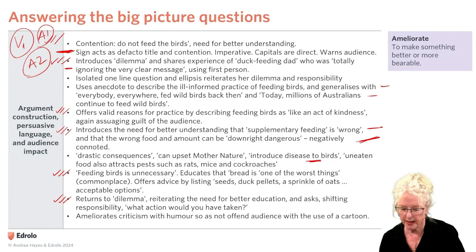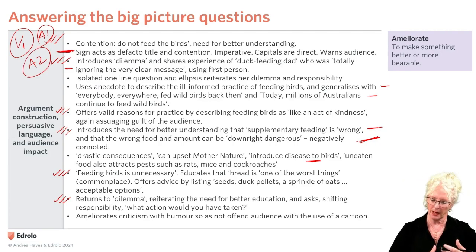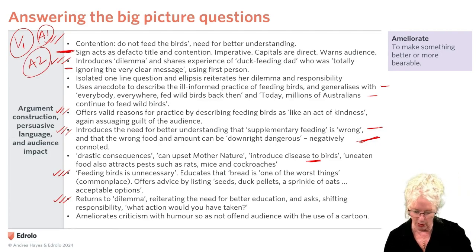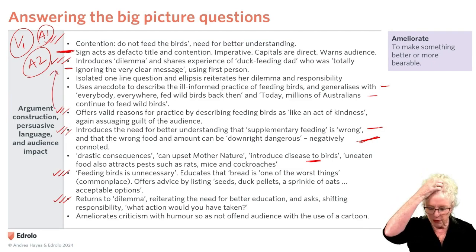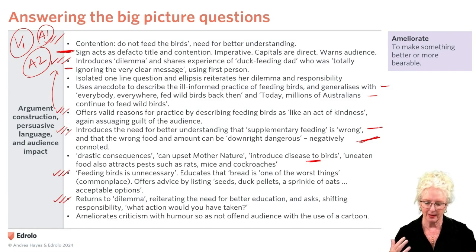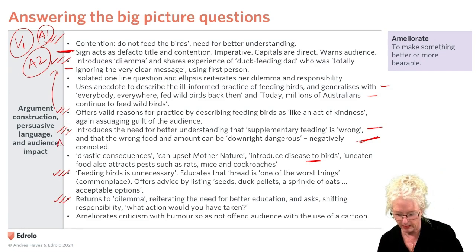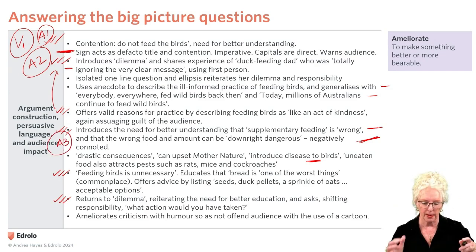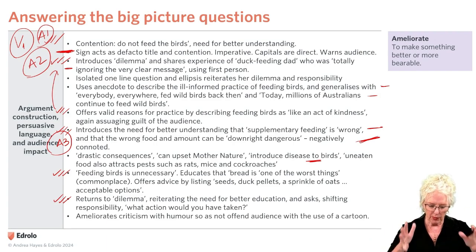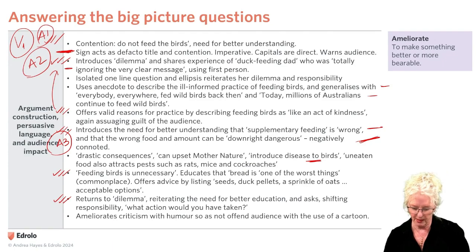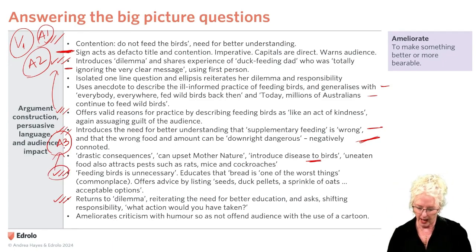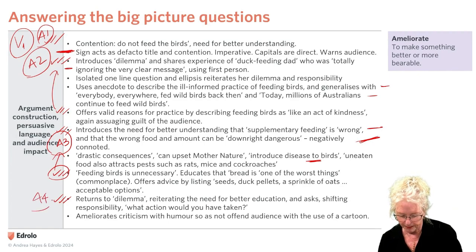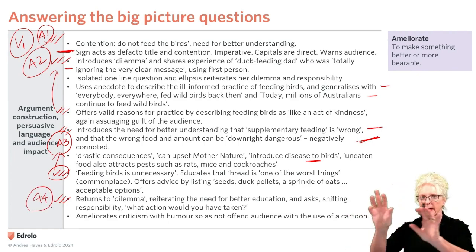She's caught between how does she educate these people who think these things. So I would work that point up into there. Introduces the need for better understanding. So this is looking a bit to me like an argument 3 point. So this is, supplementary feeding is wrong. Feeding birds is unnecessary. That's a bit the same. Could probably go together there. And then maybe her 4th point, returning back to the dilemma.